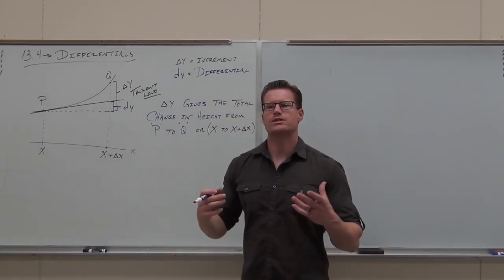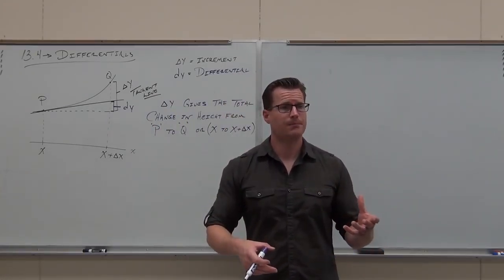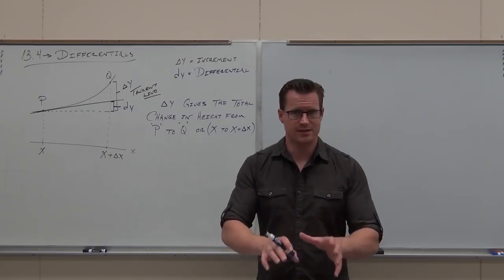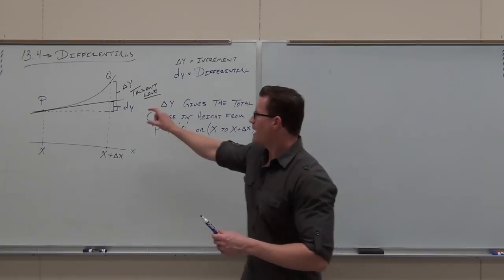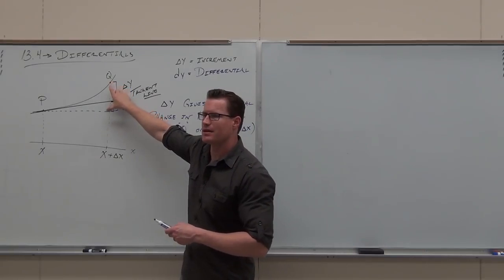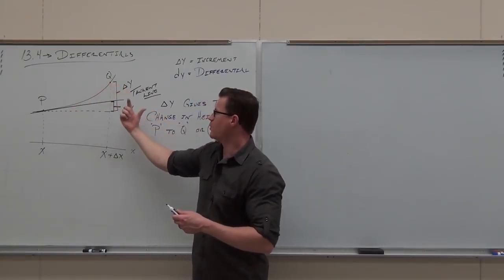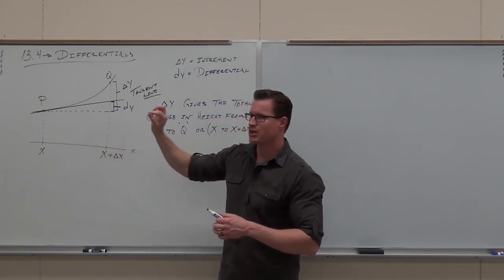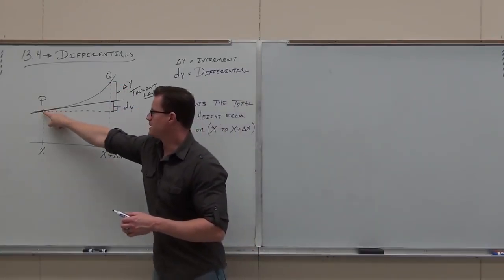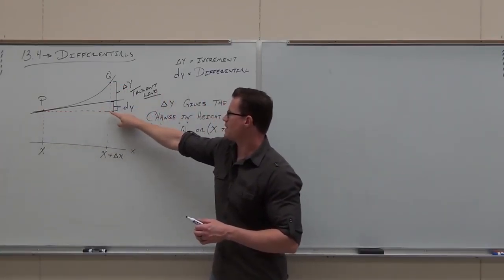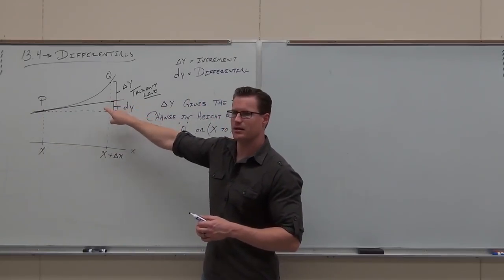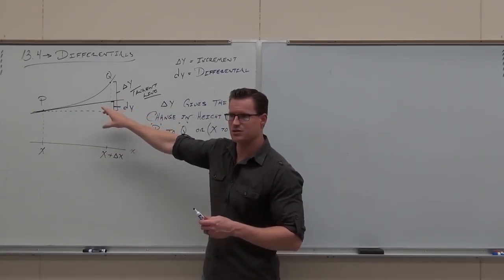Okay, how is that different from dy? Well, what dy does and what dy doesn't do. dy doesn't measure the actual height. That's a function thing. That's a literal change in y thing. What dy does, it measures the change in height from P to a point on the tangent line above x plus delta x. That's what it's doing.